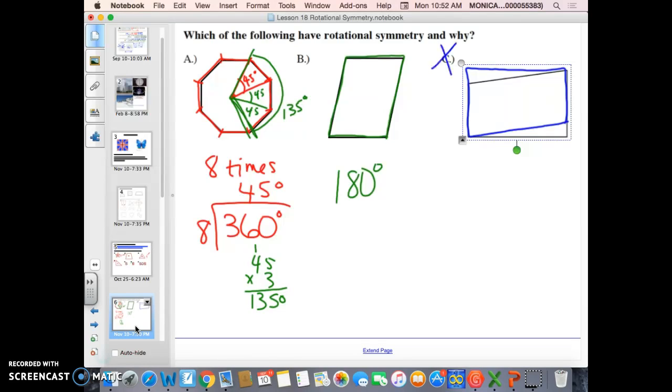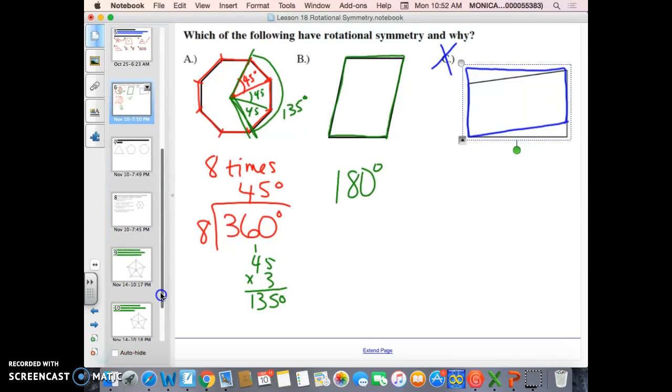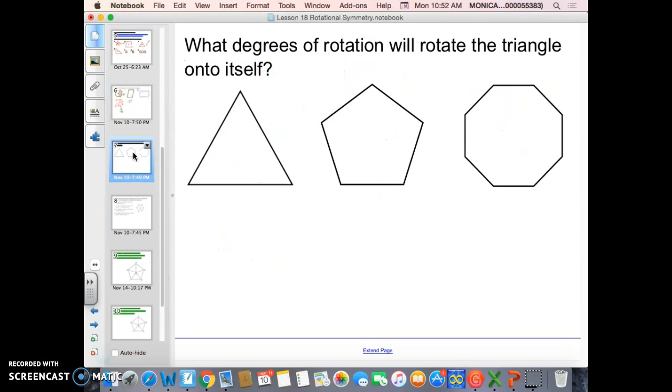All right, let's look at some more. So it says, what degrees of rotation will rotate the triangle or the shapes onto itself? So again, what we discovered is if I turn this, I can turn it 1, 2, 3 times. So I'm going to take the total, which is 360, and divide it by 3. So each turn here is 120 degrees.